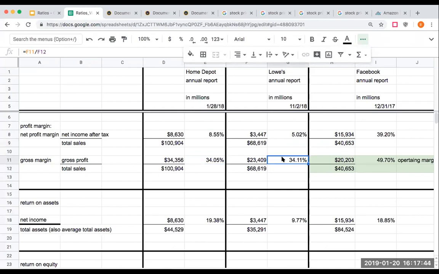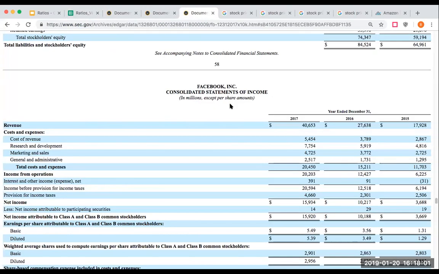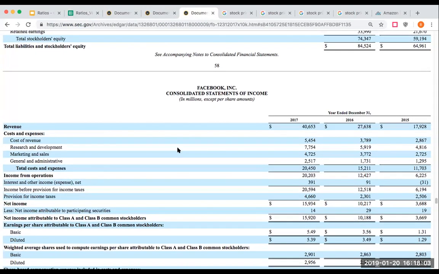Now notice for the profit margin, Home Depot and Lowe's are really coming in close. Lowe's is slightly higher, but again, they're in the same industry. I would refer you back to the presentation on common size financial statements for a further discussion of these two companies.